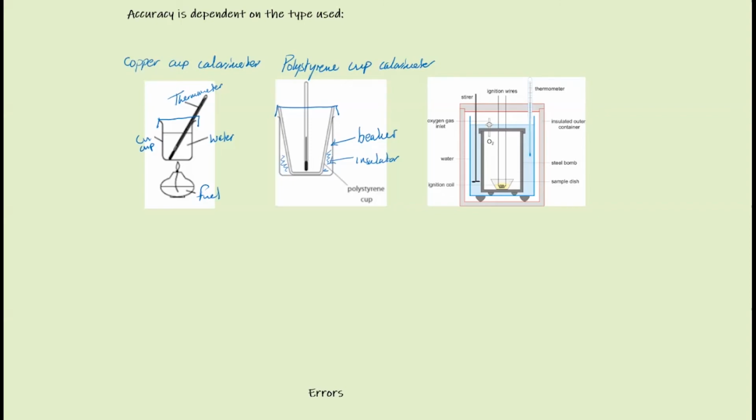Now, these 2 calorimeters introduce, well, there is quite a lot of error there, but the way we can remove that is by using a bomb calorimeter. It's quite an expensive piece of equipment, but it really reduces the errors that we would otherwise get with these first 2 calorimeters.